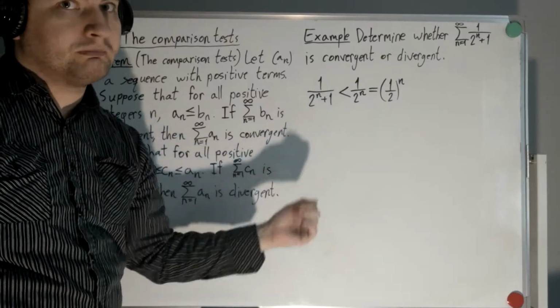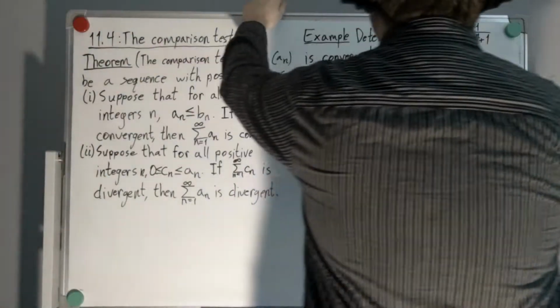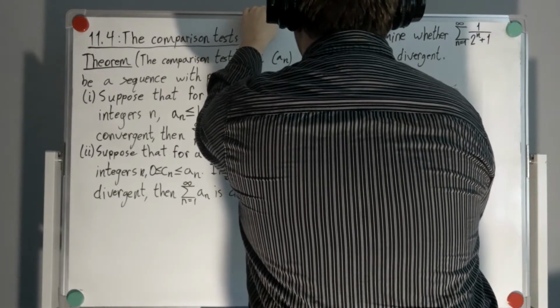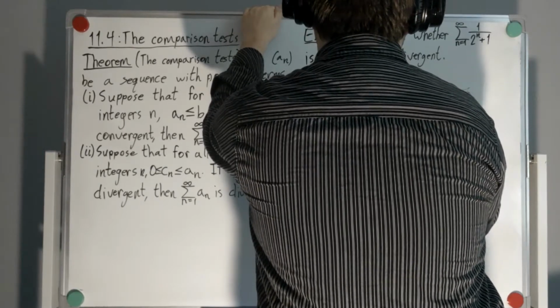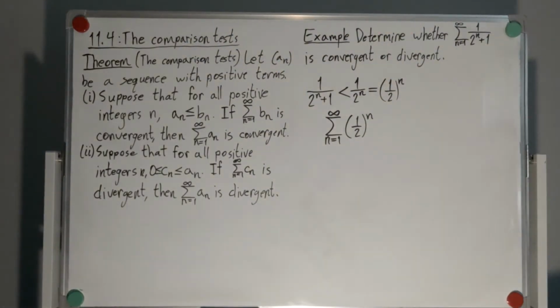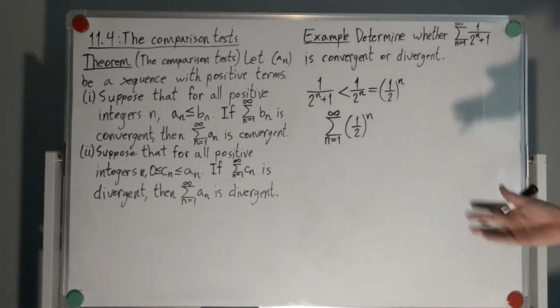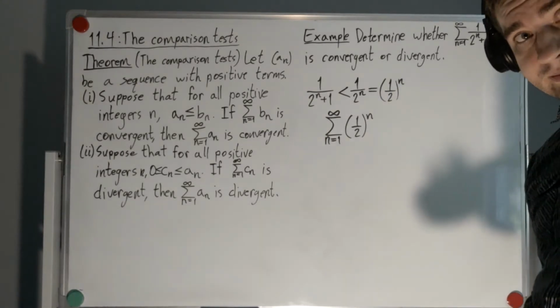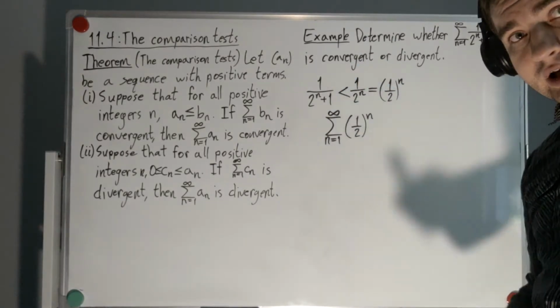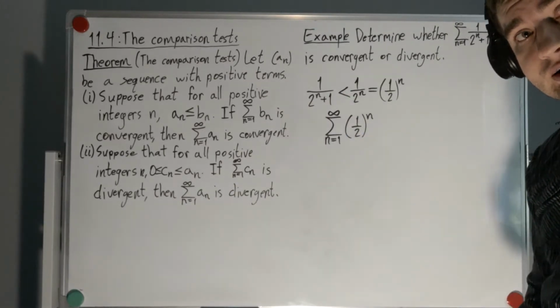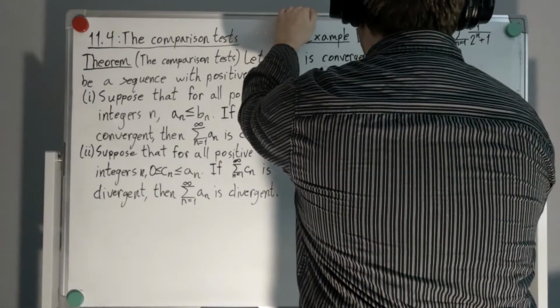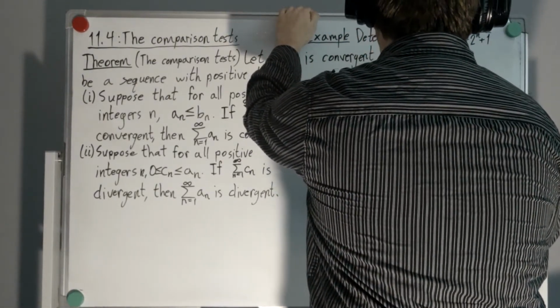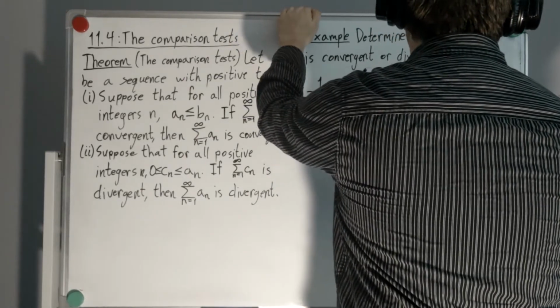this sequence. Okay. Now, let's see what happens if we look at the sum from n equals 1 to infinity of 1/2 raised to the nth power. Well, according to our theorem on geometric series, this is convergent because 1/2, the common ratio, has an absolute value that's less than 1, right? So this is a convergent geometric series.